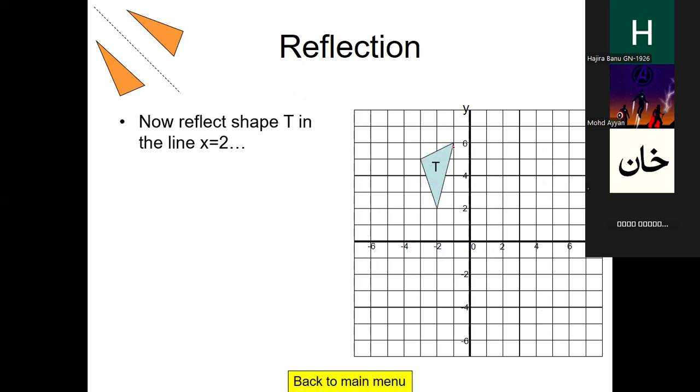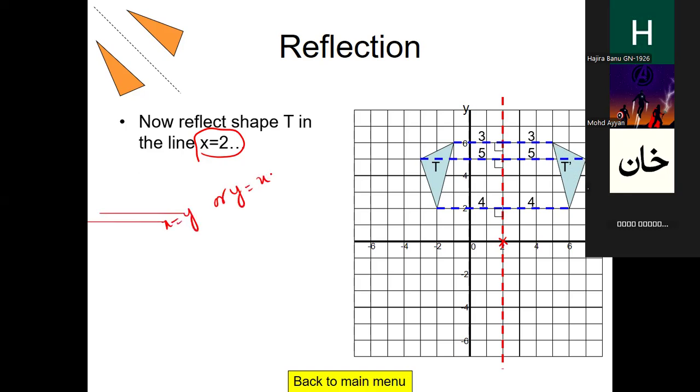I'm not going to explain the reflection now because we are running out of time. Here x equal to 2 means which line? So you will mark the point x equal to 2 and then draw the mirror line like this. This is one. Now, in this graph, can you tell me where the line x equal to y, or y equal to x, can be drawn?